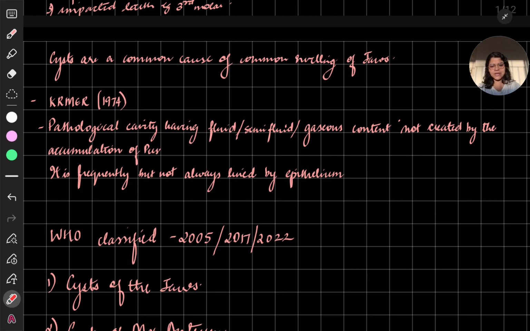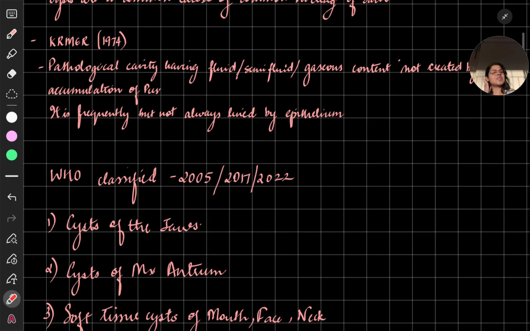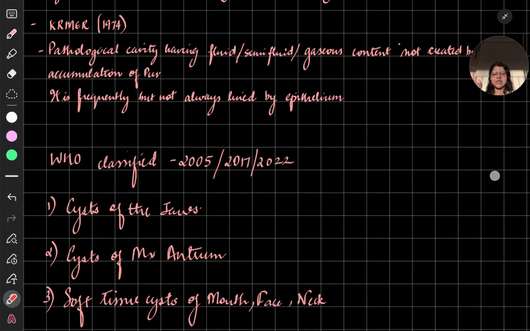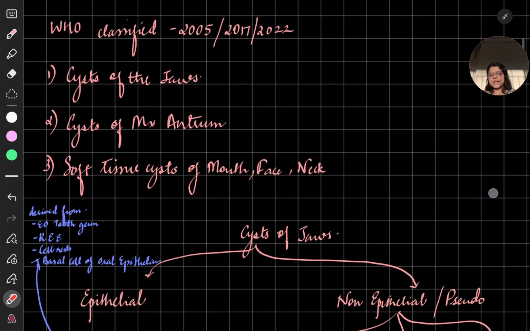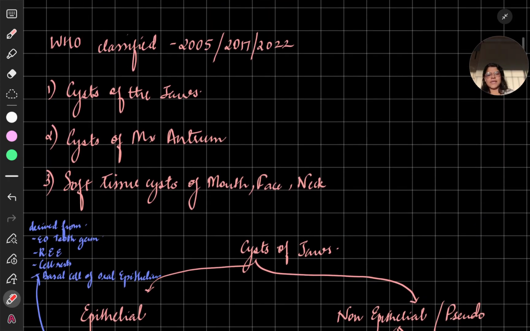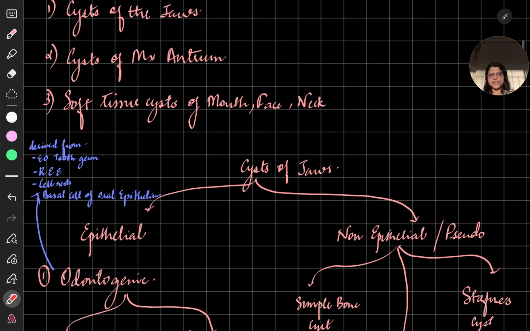WHO classified it in 2005, 2017 and 2022. So it classified into cysts of the jaw, cysts of maxillary antrum and soft tissue cysts of the mouth, face and neck. Okay, these are the three headings he gave.